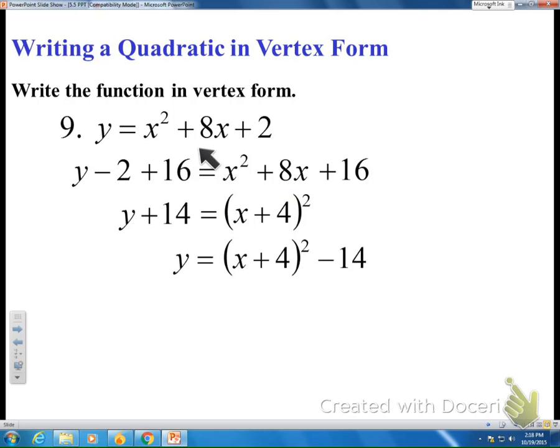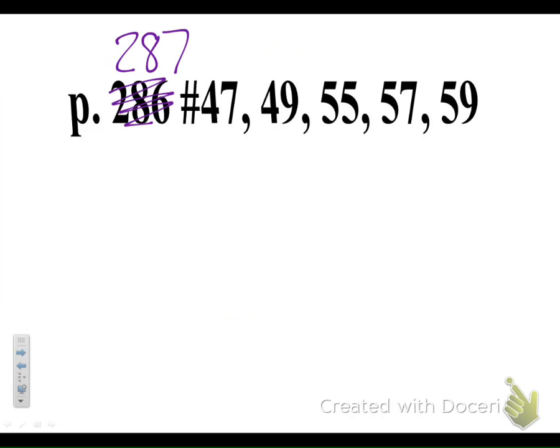So now I have an equation that was in standard form where I'd have to use the standard form formula to figure out the vertex. Now, wait a second, I can easily see what my vertex is. It's going to be the opposite of this, comma, negative 14. I know my vertex is going to be negative 4, negative 14. No formula necessary. All I have to remember is the opposite of that x coordinate.